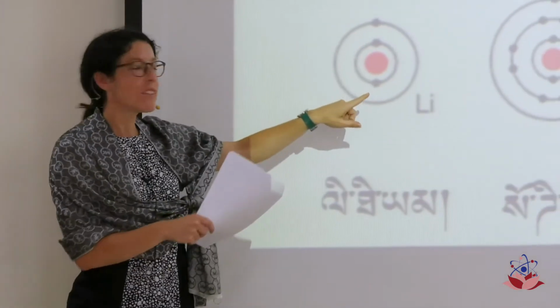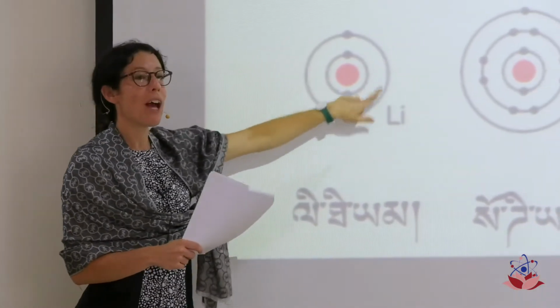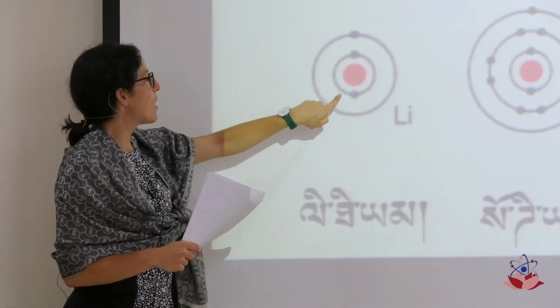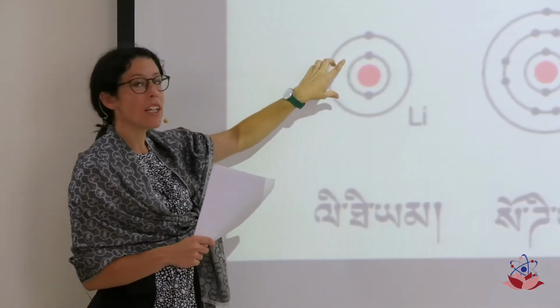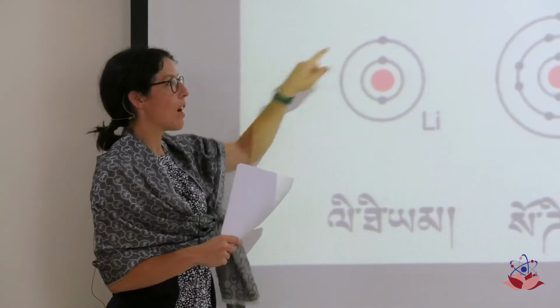So if I go back, the electron shells in this diagram here are given by the black circles, and the number of electrons that are in each shell are given by the black dots there.